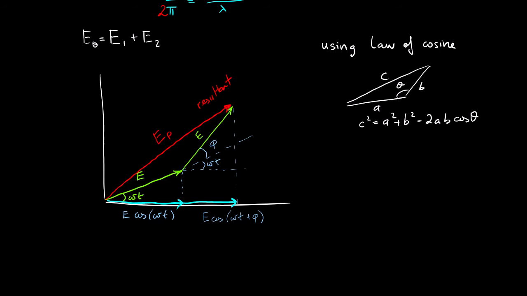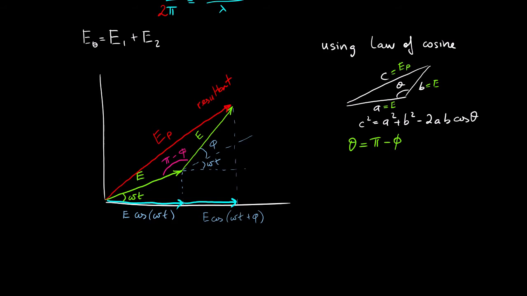So in my triangle, I have A equals E, B equals E, and C equals EP. And this theta would be equal to pi minus phi. Let's make that visible on our picture here. So this is pi minus phi right here.